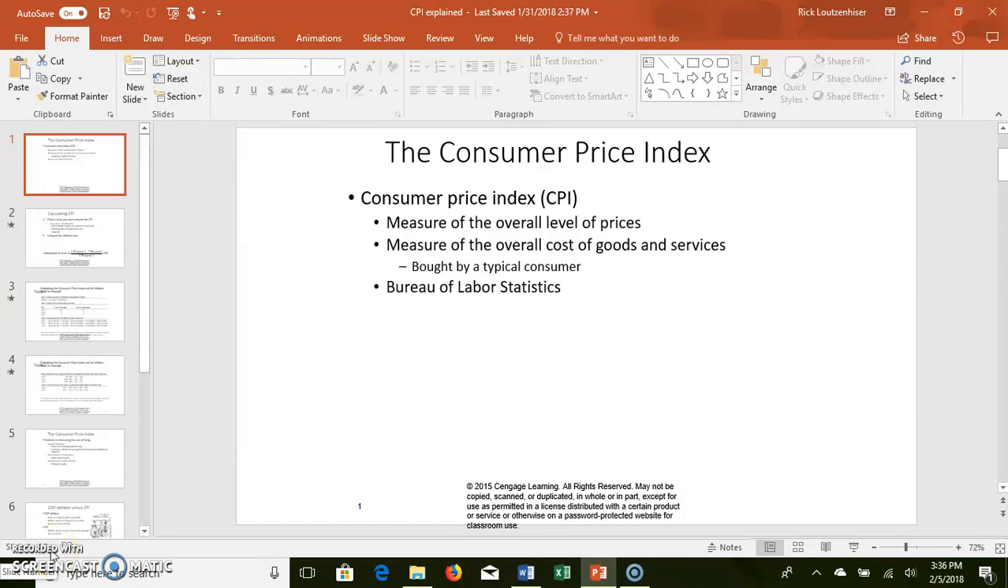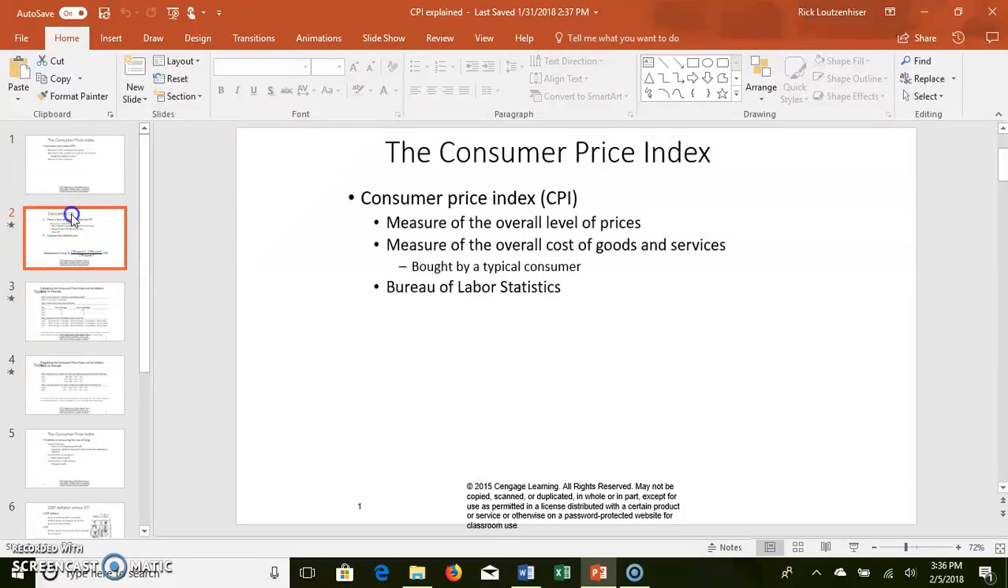Continuing our discussion of macroeconomics, I want to talk now about the consumer price index. It is the measure of the overall level of prices, and it is the measure of the cost of goods. So there's a basket of goods in a hypothetical market, and that is what the Bureau of Labor Statistics goes out and prices, and that tells us where prices are going.